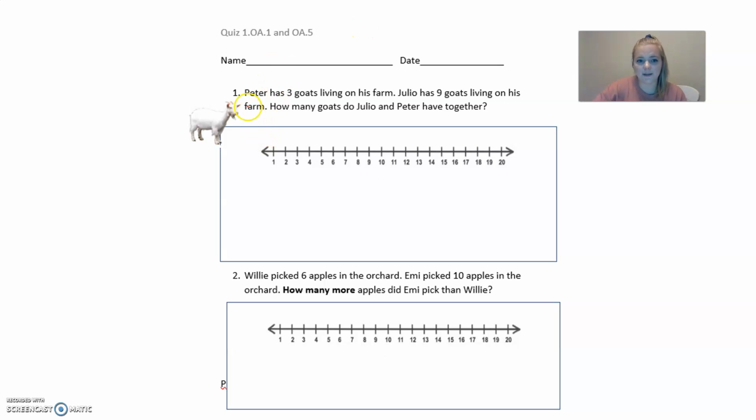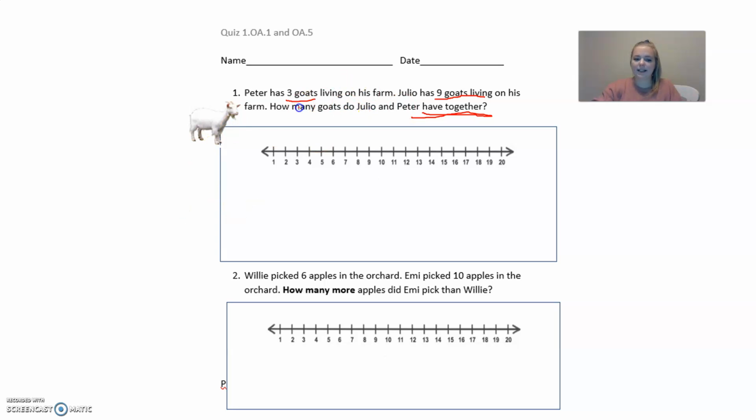The first one is, Peter has 3 goats living on his farm. Julio has 9 goats living on his farm. How many goats do Julio and Peter have all together? Have together, so remember, it's asking together. That means it wants to know how many I have all together. So think about if you're going to need to add or subtract. Pause the video, and when you're done, hit play, and I'll read the next one.